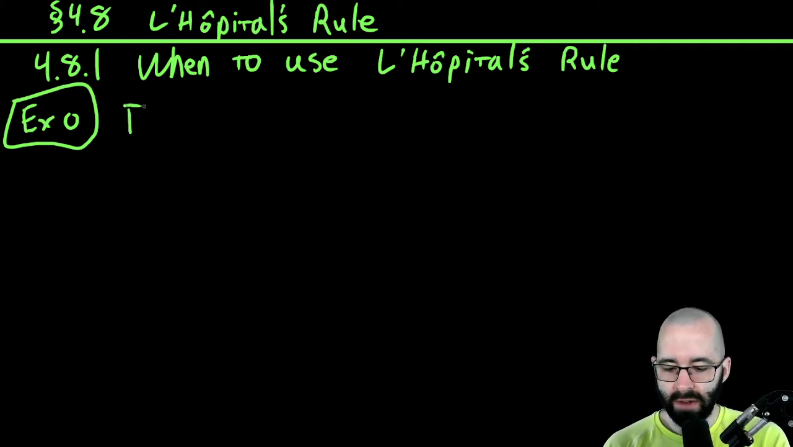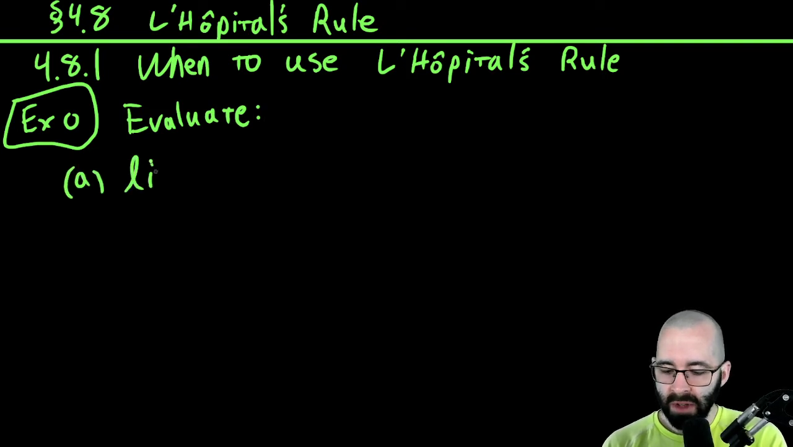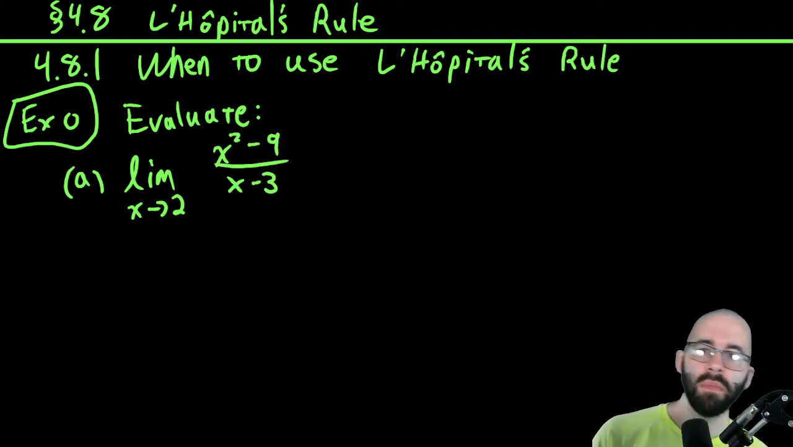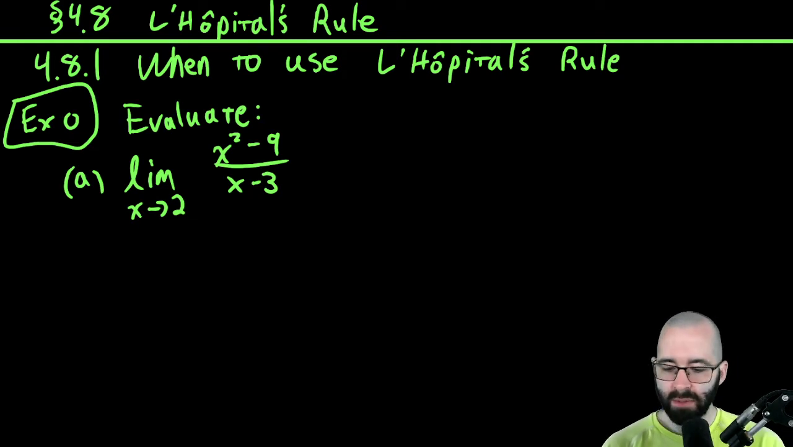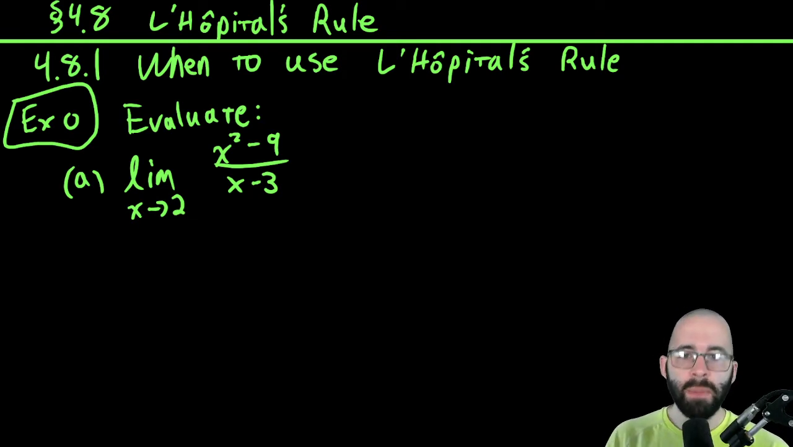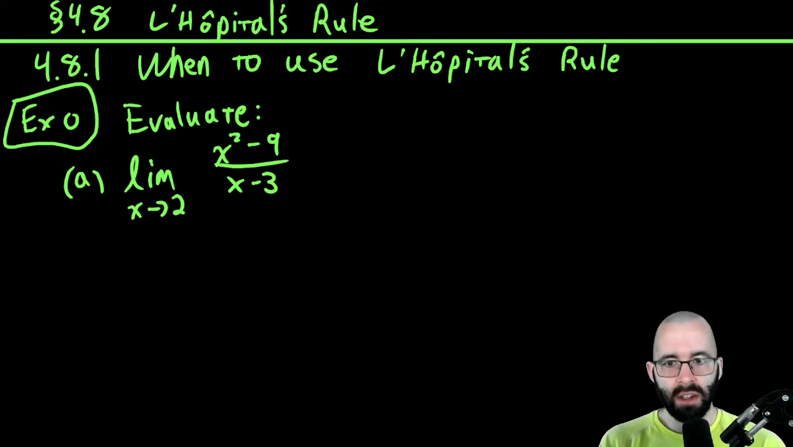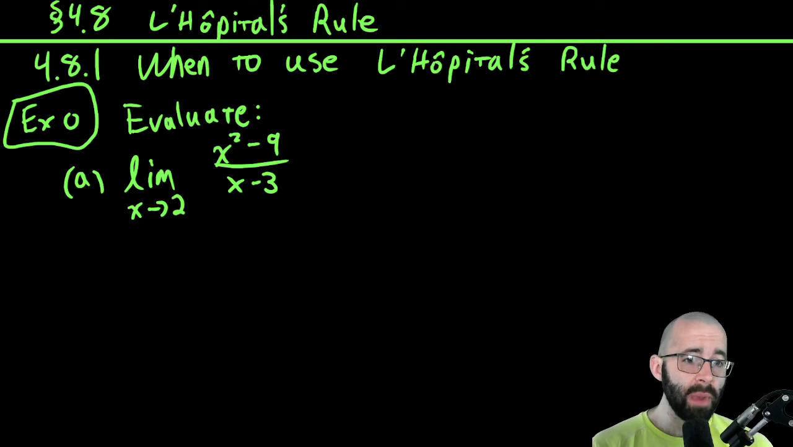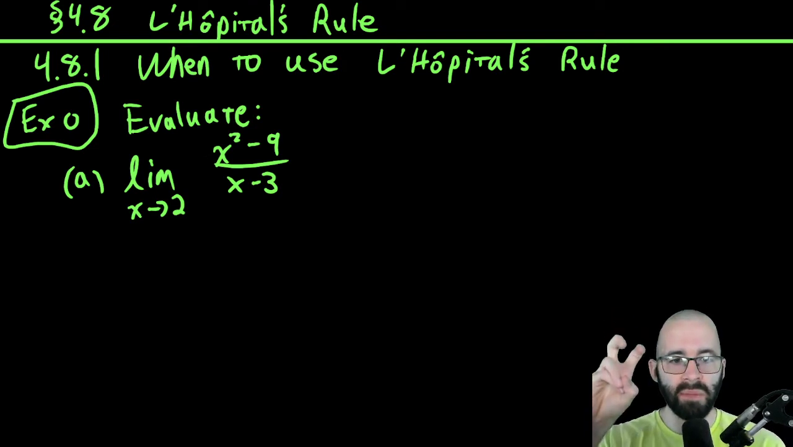Example 0. Evaluate the following limits. And in part A, I want you to look at the limit as x approaches 2 of x squared minus 9 over x minus 3. So in this problem, remember that limits of rational functions, we can use limit laws, right? Rational functions are continuous everywhere on their domain. So as long as we're in the domain, this is just going to be the same as the function value. We can evaluate it through direct substitution.